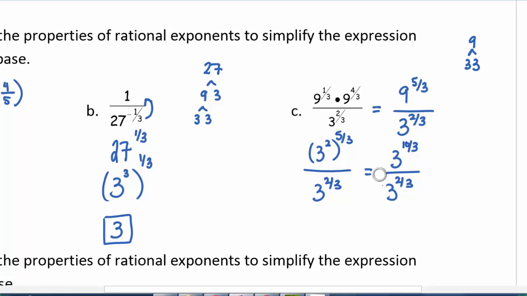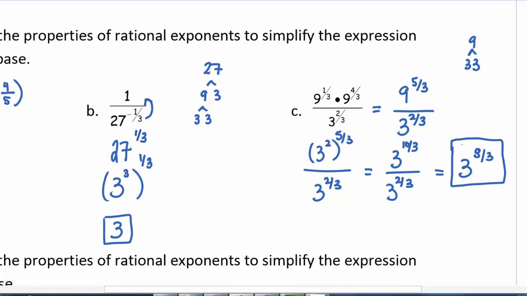Now they have the same base, so now I can keep the base the same. Again, base has to stay 3. And since I'm dividing, I have to subtract the exponents. 10/3 minus 2/3 is 8/3. And if you need your calculator to assist you on those, make sure that you're using them.